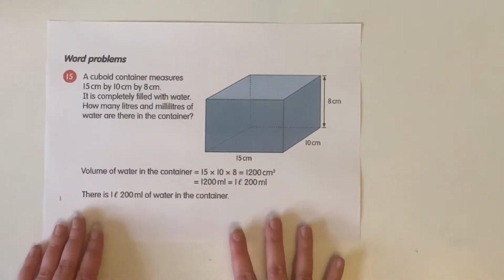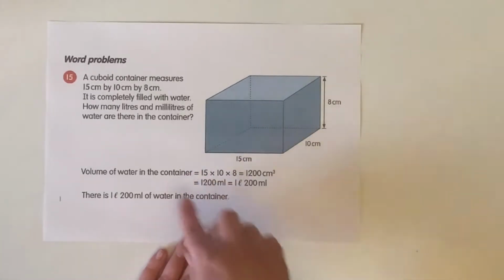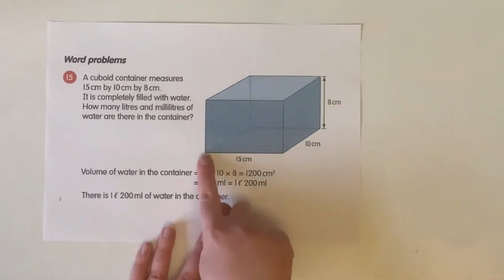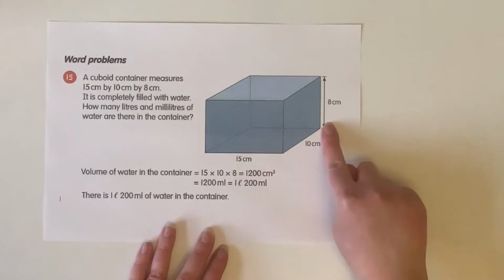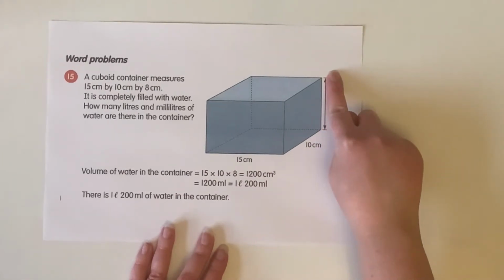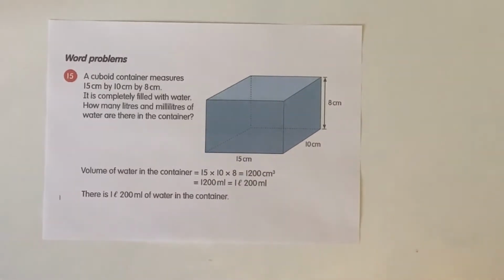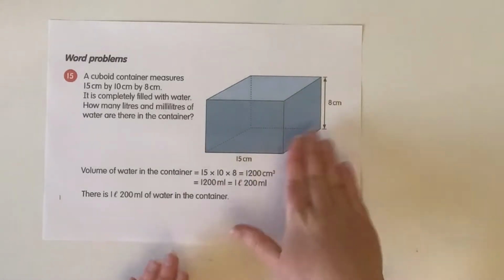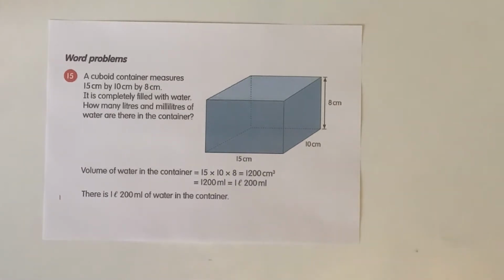So we're told that we've got a cuboid container that measures 15 centimetres by 10 centimetres by 8 centimetres. And it is completely filled with water. And what I want you to do is have a think, how is the volume of liquid in a cuboid container that is completely filled related to the capacity of the container? Well, if the container is completely filled with water, okay, the capacity and the volume are going to be the same.